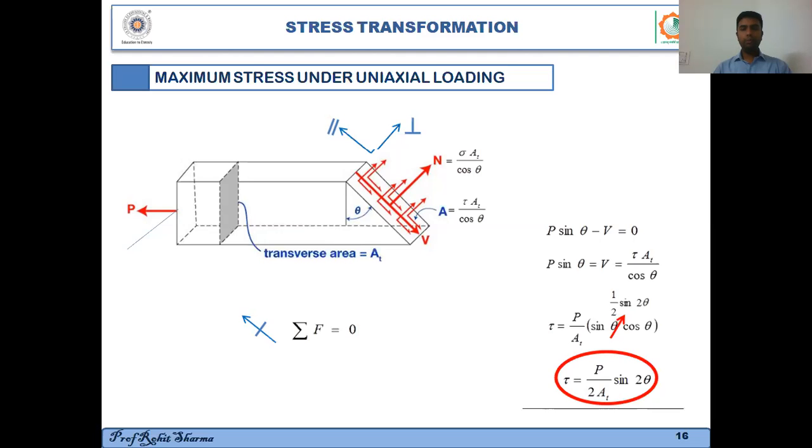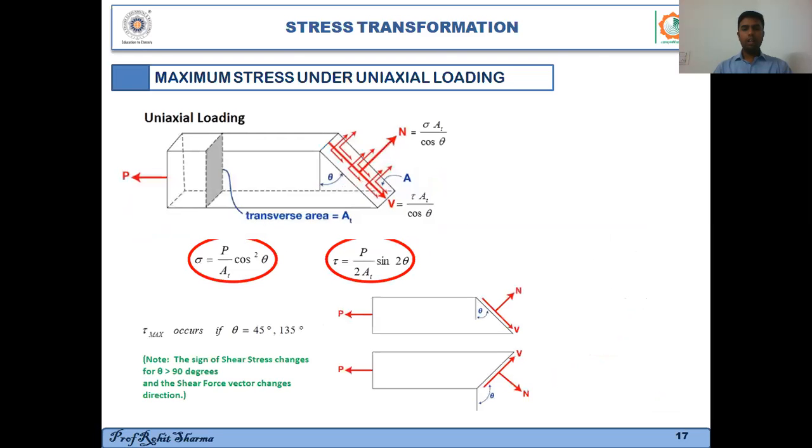Similarly, I can do the summation of forces in the parallel direction, and I can solve for the normal stress and the shear stress. So the two formulas come out like this. Normal stress is equal to P by A_T into cosine square of theta, and tau comes out to be P by 2A_T into sine of 2 theta, right? So I've got the relationship of sigma with theta and tau with theta.